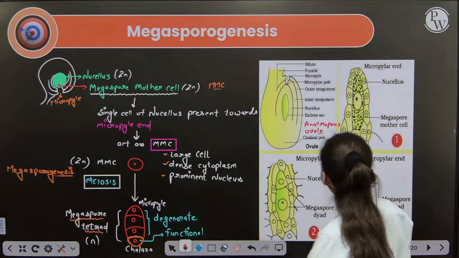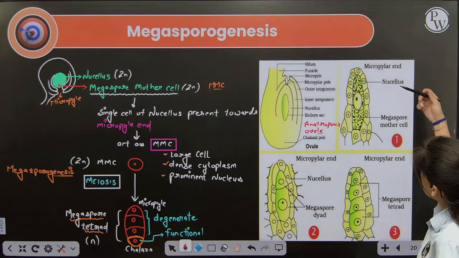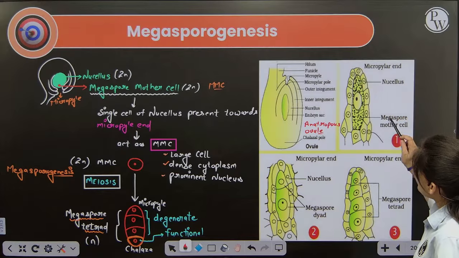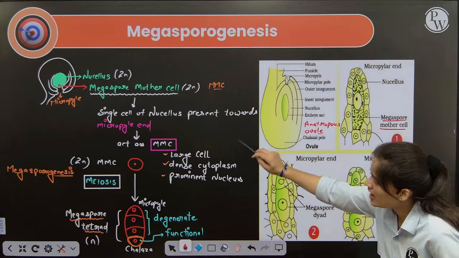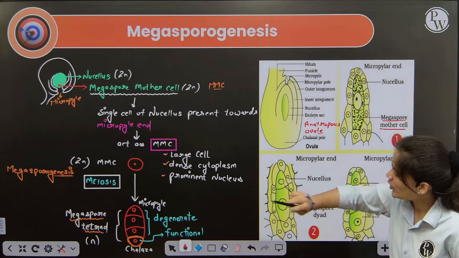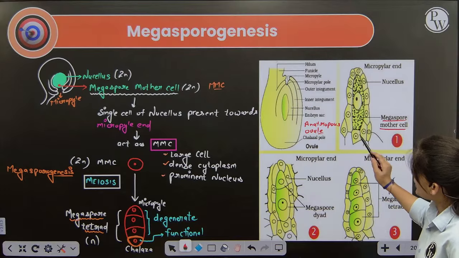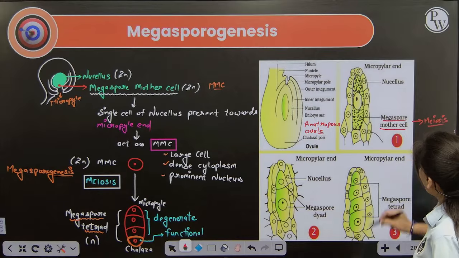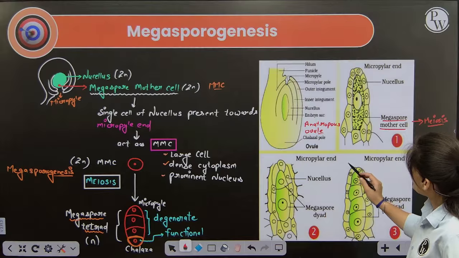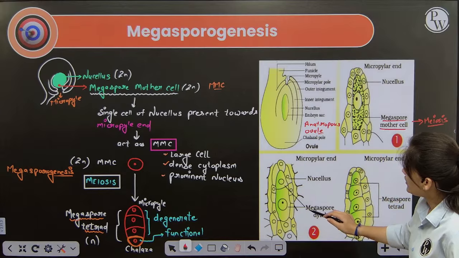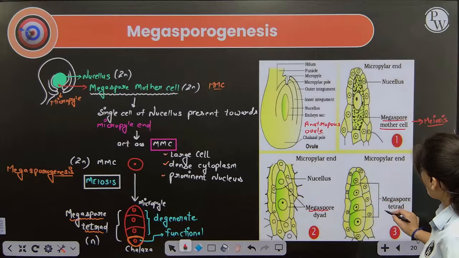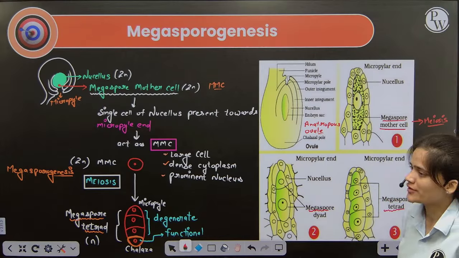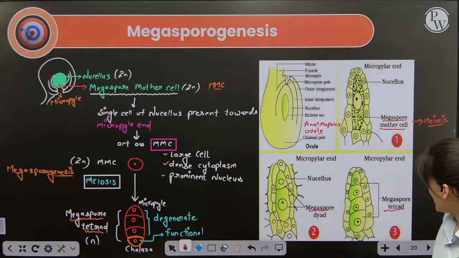Then micropyle and nucellus tissue. One cell of that nucellus acts as the megaspore mother cell, which is a large cell with dense cytoplasm and a prominent nucleus. Then what happens? This megaspore mother cell undergoes meiosis division. After meiosis 1, two cells are formed. Then a tetrad is formed after meiosis 2. This is about megasporogenesis.